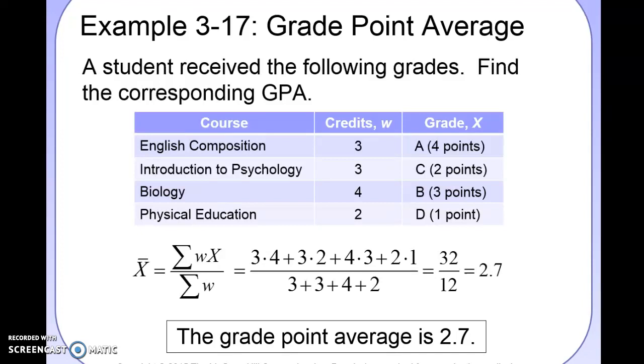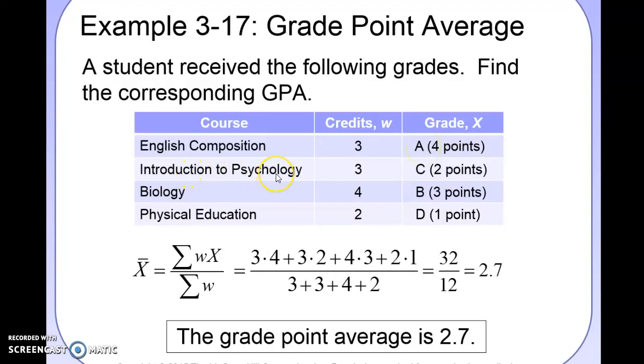Grade point average is a great example of weighted means. Basically, each grade you get is weighted depending on how many credits you have and what grade you get in each credit. In this particular example, we have an English composition class that is 3 credits, and the grade received was an A. A's are 4 points.